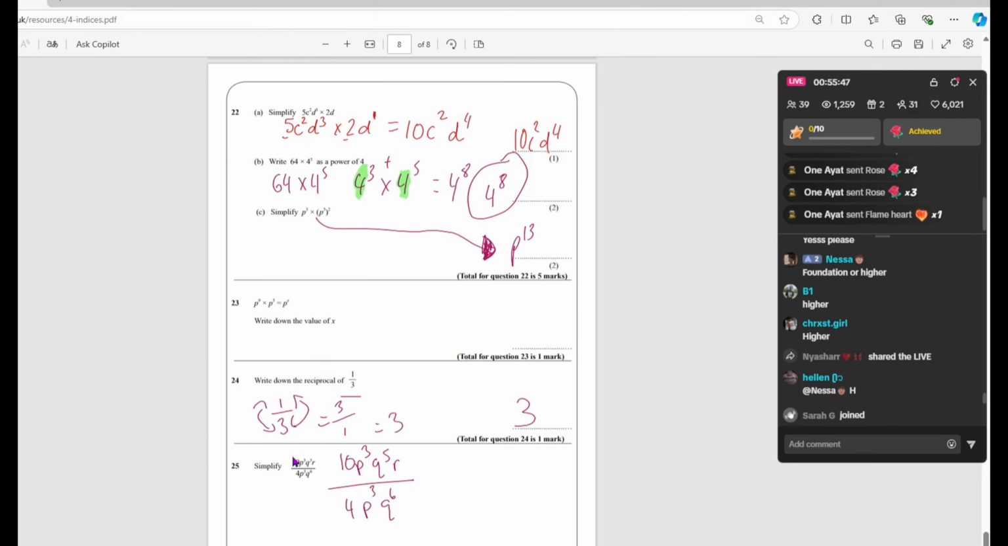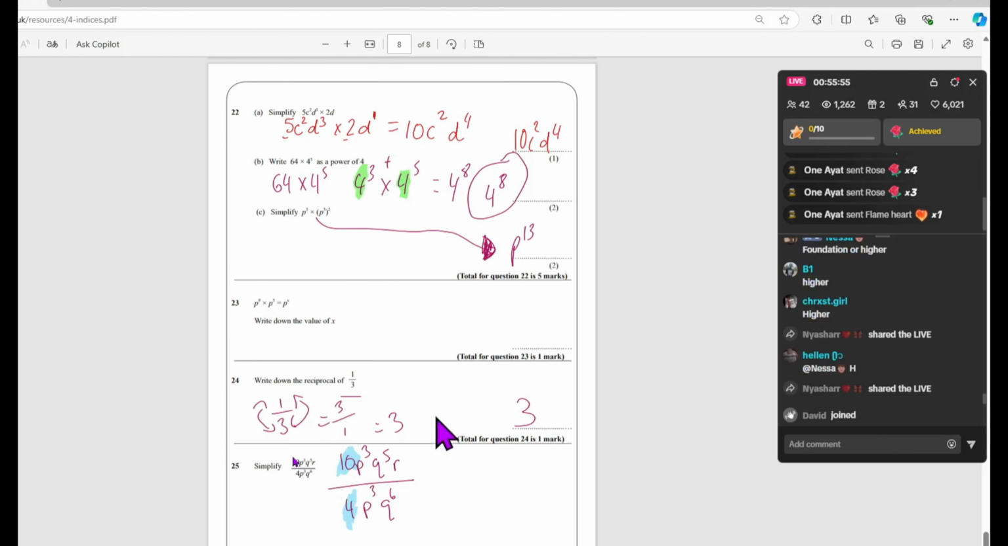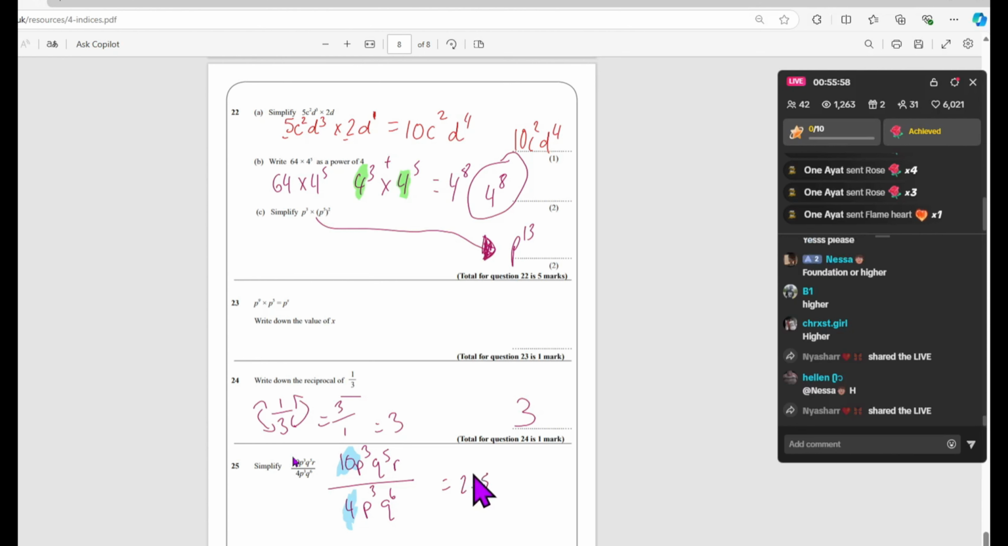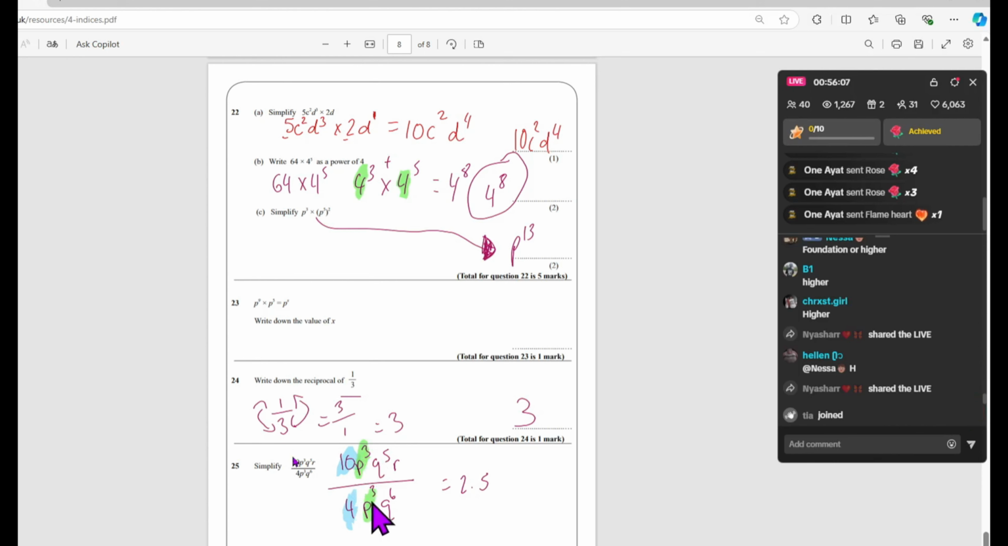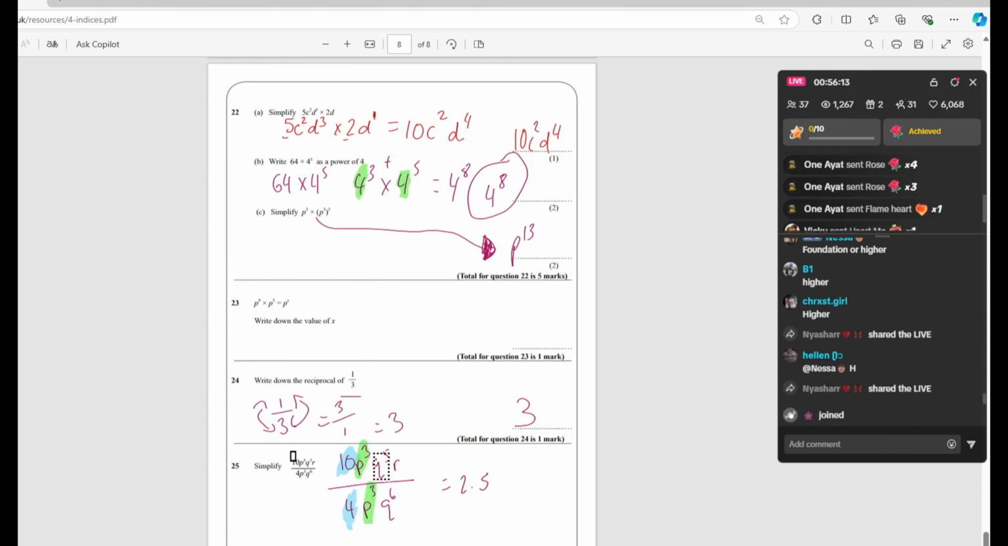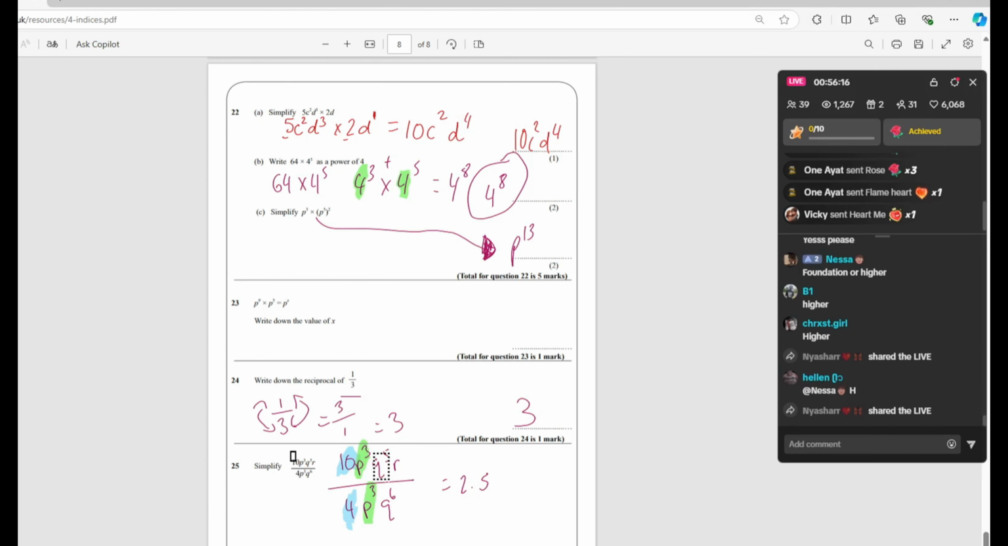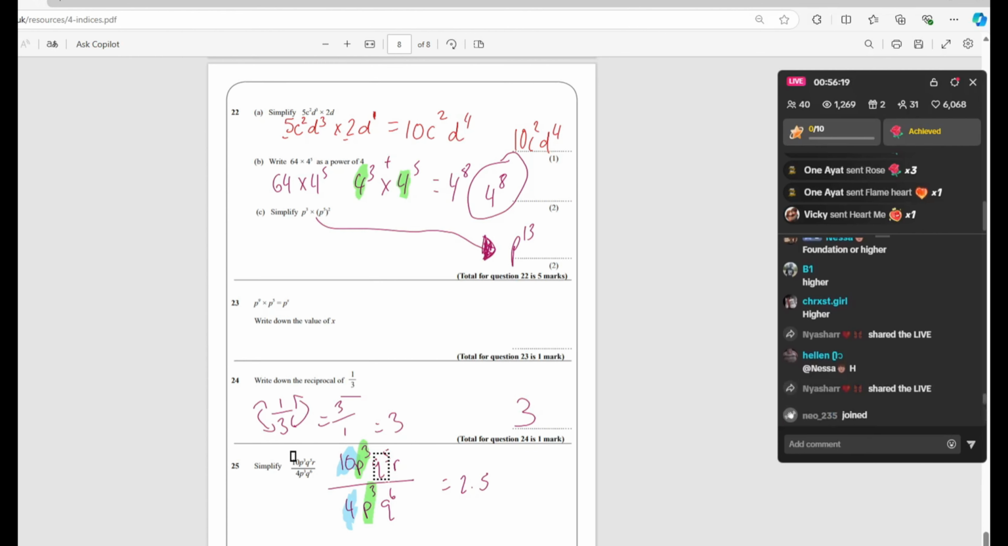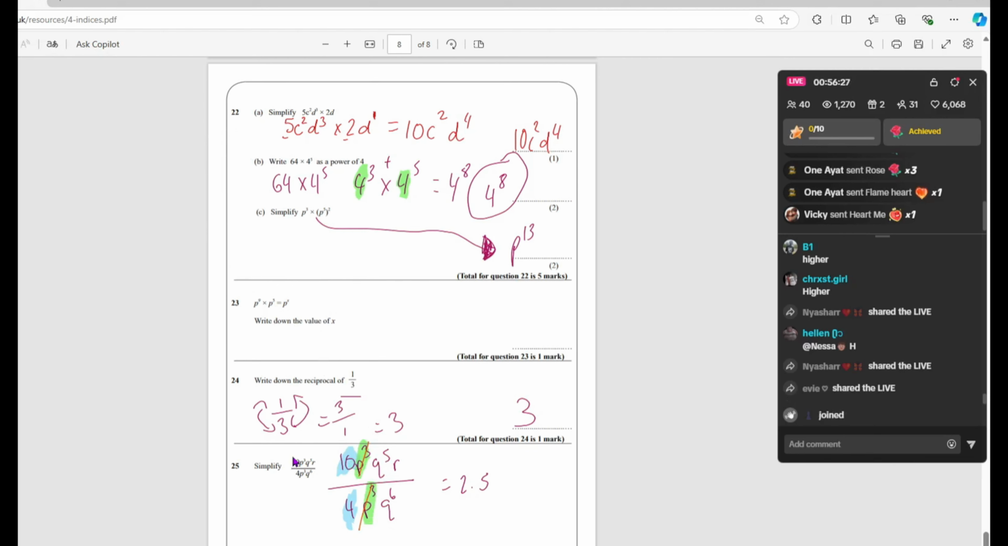Now, as you can see, the first thing we're going to do is divide the coefficients. So 10 divided by 4 will be 2.5. Okay, that's going to be the first part of our answer. And then we're going to do p to the power of 3 divided by p to the power of 3. So what would be the answer then? p to the power of 3 and p to the power of 3 are going to cancel each other out, okay? It's going to equal 0. So they're going to get cancelled out, and there's going to be nothing left.